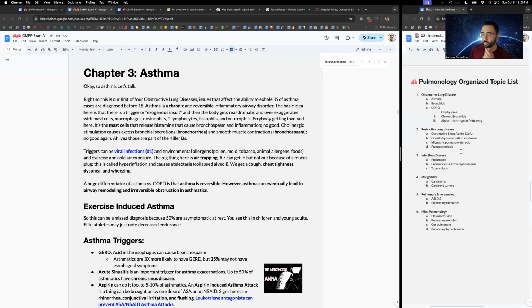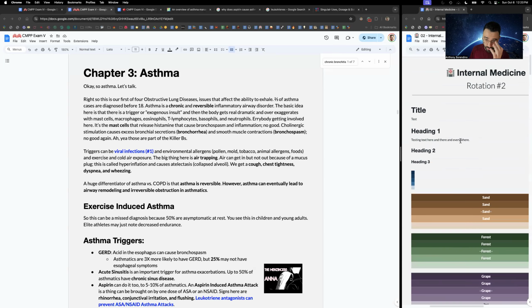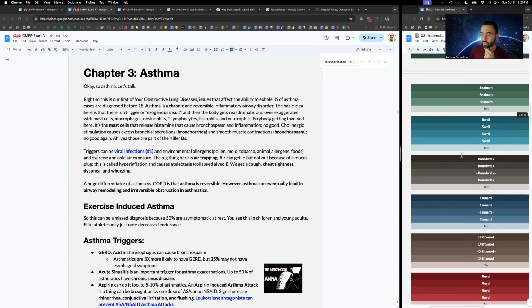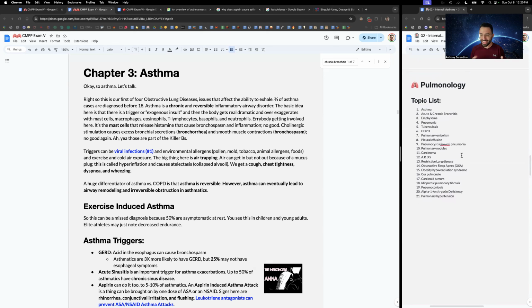All right, so I am preparing for my internal medicine rotation exam. This rotation starts tomorrow, so I figured I'd get a little bit of a head start here. There are probably 10 categories of topic lists. The first one is pulmonology, so we're just going to start there.